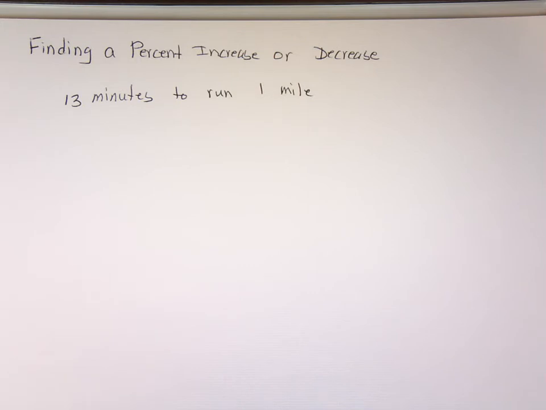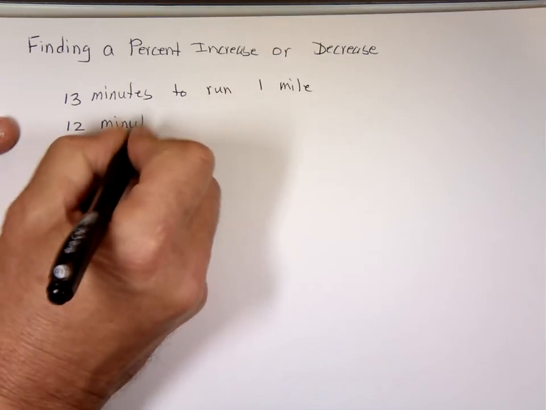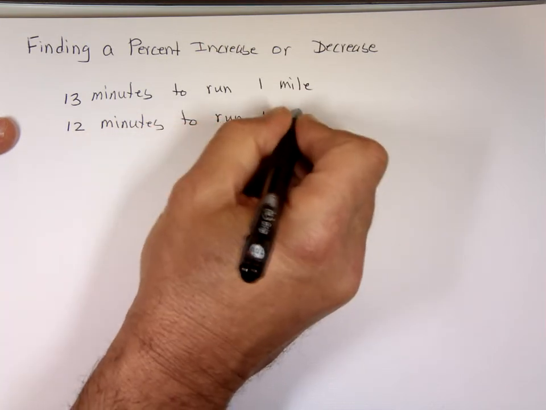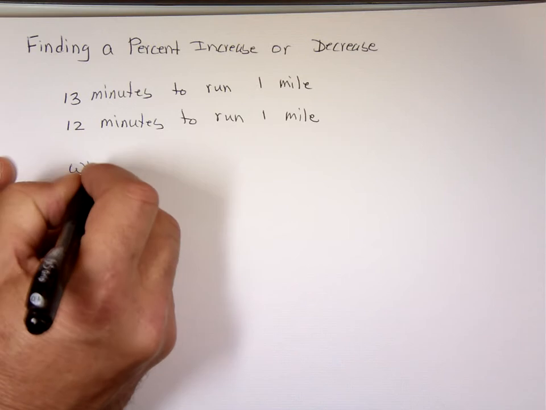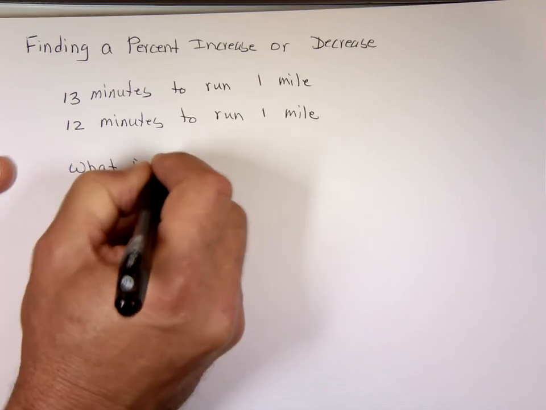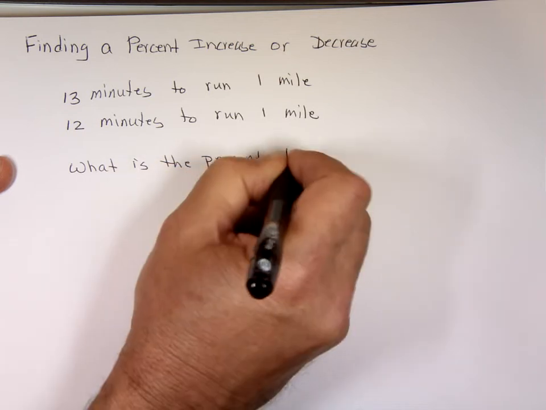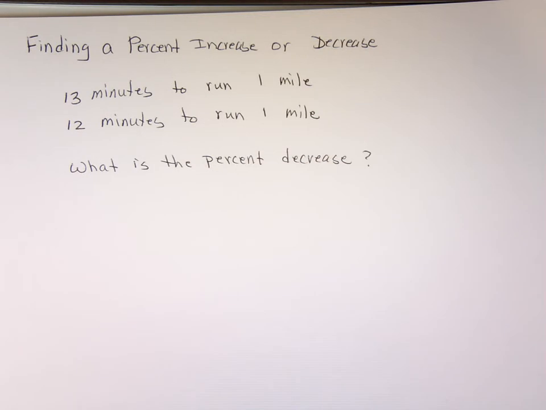So you start working out. By the end of the week, you managed to run the mile in 12 minutes after 1 week, which is not bad. So did your time increase or decrease? The question is, what is the percent decrease? That's what we're looking for, the percentage.